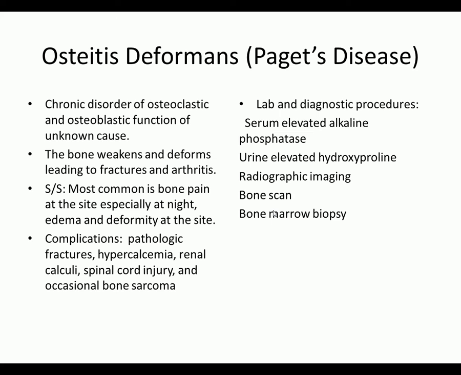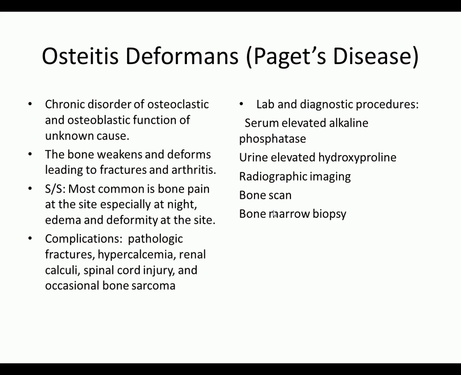Diagnosis in your labs, you're going to see an elevated serum alkaline phosphatase, and urine elevated hydroxyproline. X-rays will be done, bone scans, and bone marrow biopsy. The elevated alkaline phosphatase and the elevated hydroxyproline in the urine are both indicative of increased bone production.